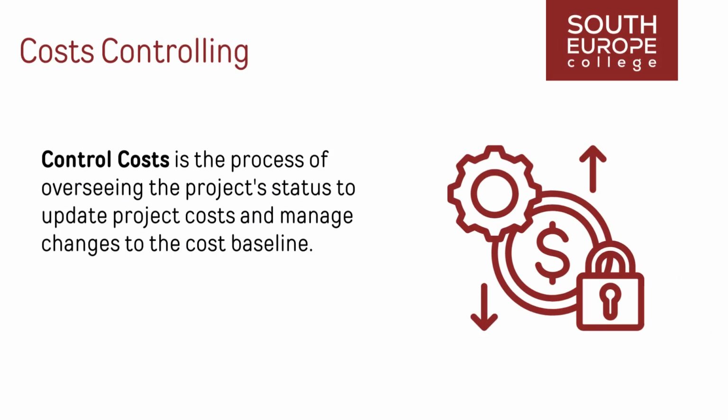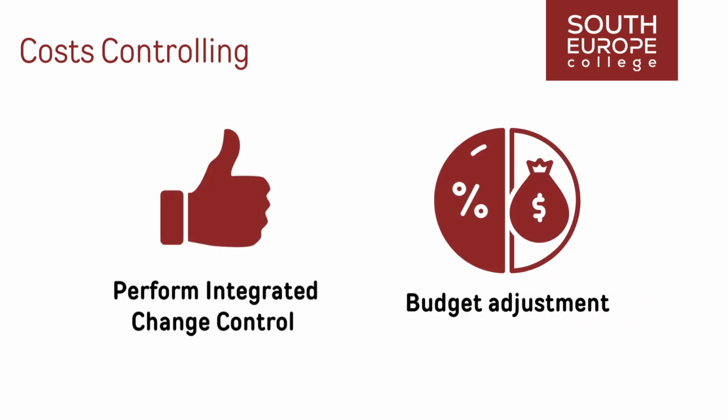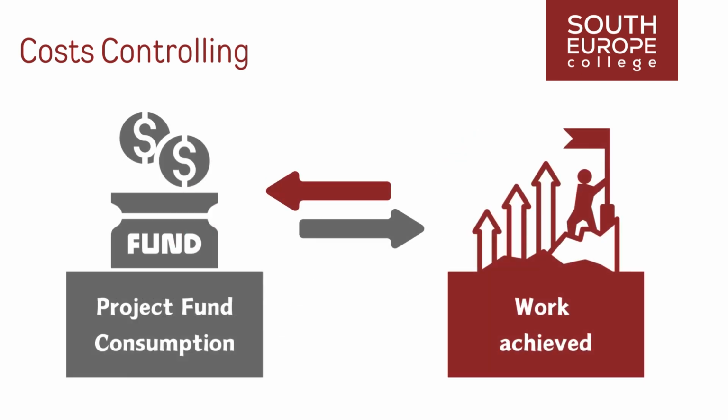Control costs is the process of overseeing the project's status to update project costs and manage changes to the cost baseline. The primary advantage of this ongoing process is the maintenance of the cost baseline throughout the project's life cycle. This process is executed continuously, involving updating the budget with knowledge of the actual costs incurred. Any authorized budget adjustment must be approved through the Perform Integrated Change Control process. Effective cost control involves analyzing the correlation between project fund consumption and the work achieved.